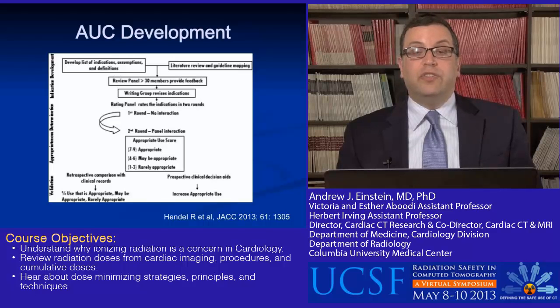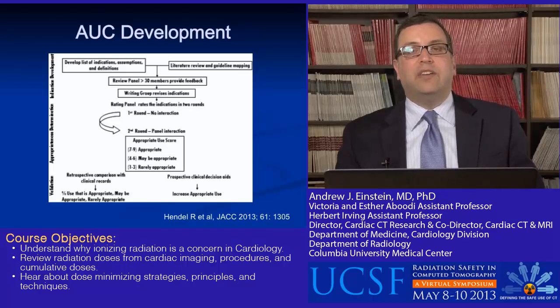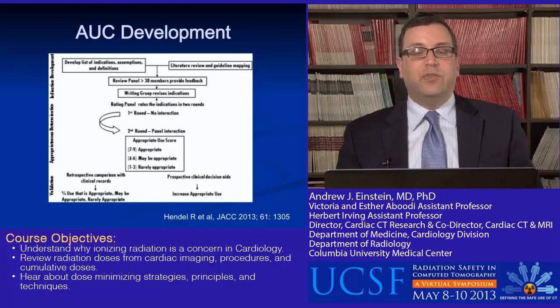Initially, a literature review is performed and guidelines are mapped, and a writing committee develops a list of indications, assumptions, and definitions. This preliminary list goes to a review panel, and they provide feedback. In fact, I'm involved in this process right now on reviewing one of these appropriate use criteria documents. The writing committee then goes and revises these indications, and then these revised indications are presented to a review panel, typically about 20 individuals or so.